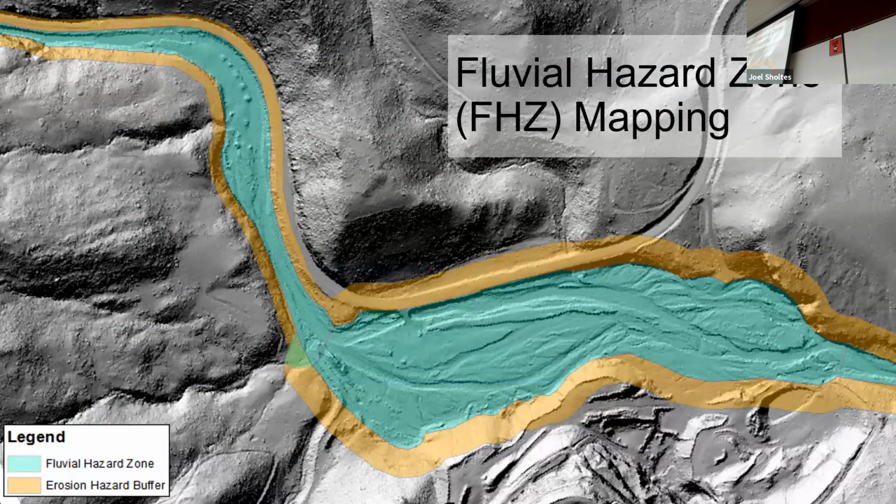And the idea of this buffer is the river could erode into this. And even though you're high and dry up here, you're outside of the mapped floodplain, the river could still erode into this margin and take your home out or your property out. And so we want to account for that non-inundation river hazard.